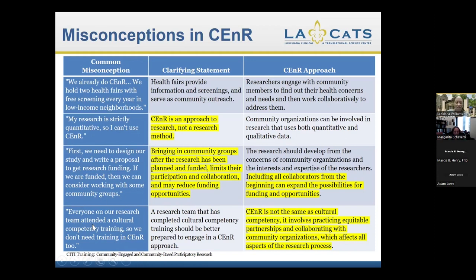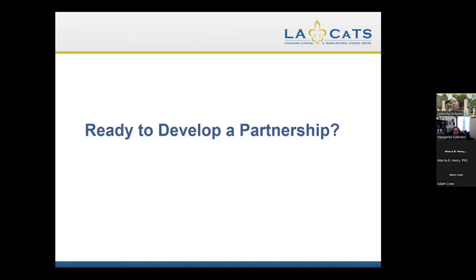Everyone on our research team attended a cultural competency training, so we don't need training in community engaged research. We all do. As researchers, as academicians, as community members, it's important to understand it. When we think about community engaged research, that's not the same thing as cultural competence. It involves practicing those partnerships that are equitable. It involves practicing the collaboration with the community organizations. So I'm taking that knowledge and I'm actually moving now into action. And so, of course, that's going to affect all of the aspects of the research process. So this is very, very important in really being able to decrease those misconceptions.